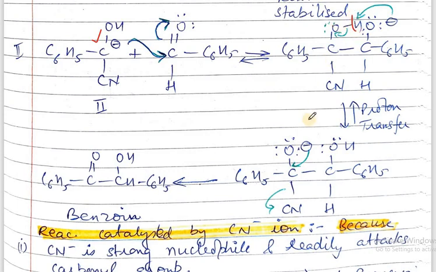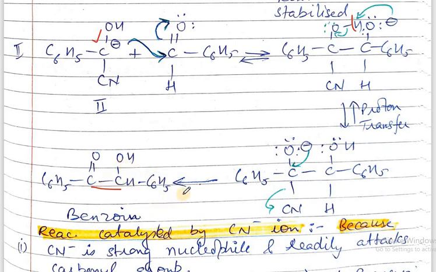These electrons move to this oxygen, so O negative, and then the CN group, being a good leaving group, takes away its electrons and leaves as CN negative, and these electrons move to this. So the carbonyl group is present here, and we get benzoin. One is a double bond O, one is a CHOH group, so this is benzoin.